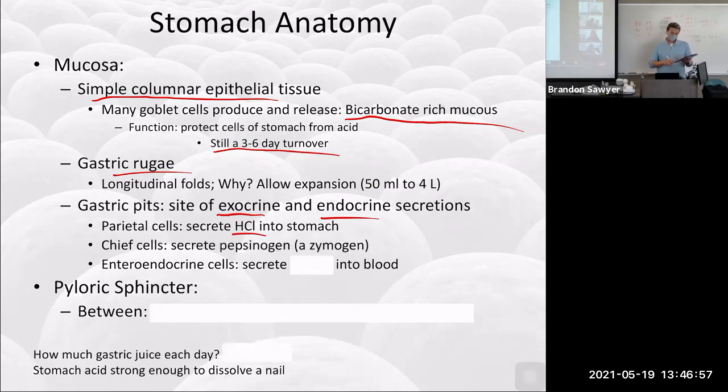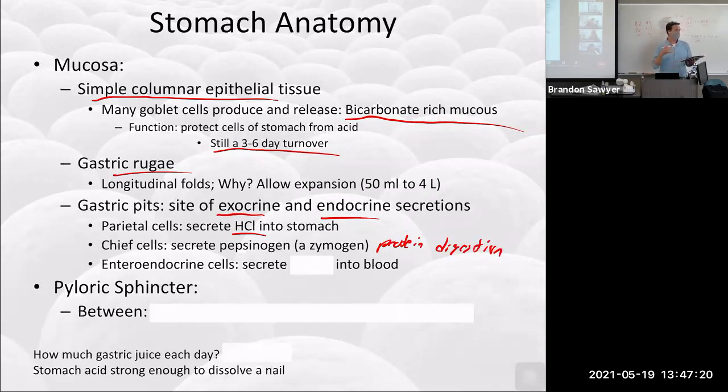Okay, there's also chief cells. These chief cells secrete an enzyme called pepsinogen, and pepsinogen is important. And that's a non-active form of the enzyme that's going to help us break down protein in the stomach. Okay, so it's important for protein digestion.